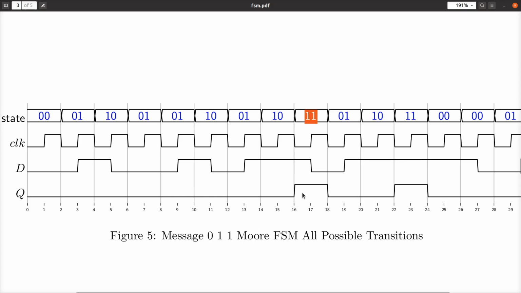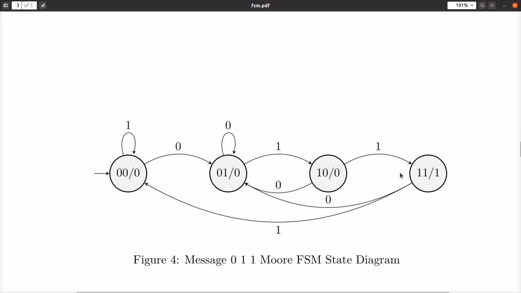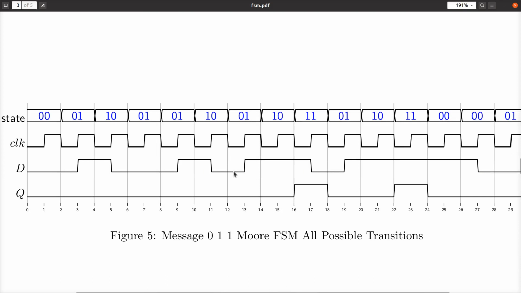Now, while Q is high and I'm in the all-happy state because I saw what I'm looking for, I have to still account for what happens the next time the clock ticks. So look what's happening here. The clock ticks again, and I see a zero. I transition into state one. I was over here, I saw a zero, and I transitioned into state one, okay? So there's my zero. I transition into state one.